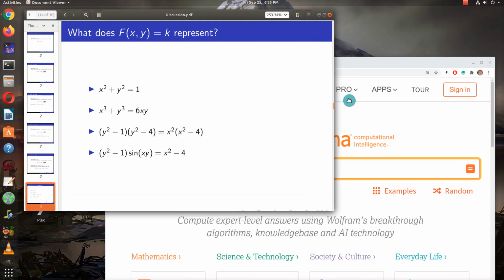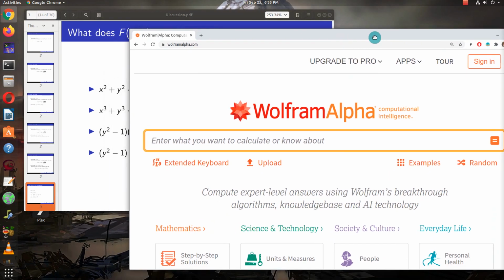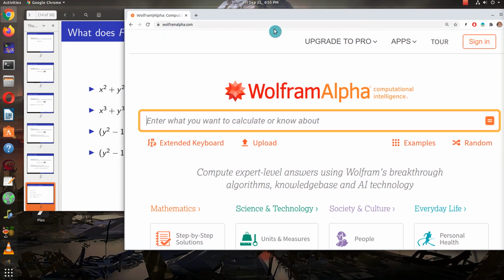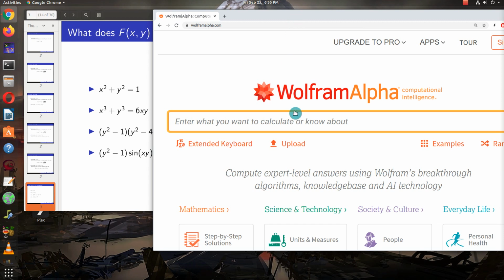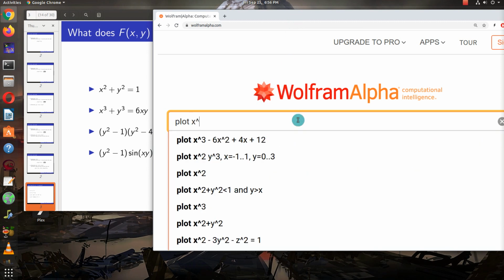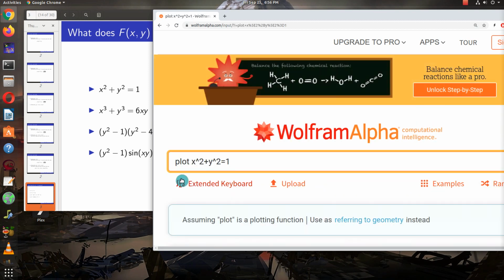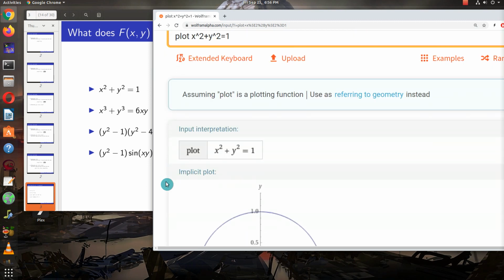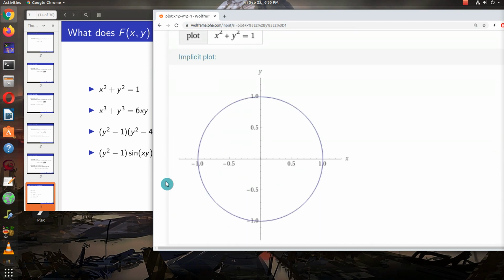And so let's go into the internet. Here's Wolfram Alpha. And so we can plot these pretty easily here. Just say plot, then x squared plus y squared equals 1. And Wolfram Alpha just takes a moment. And you'll see that it is a circle of radius 1.